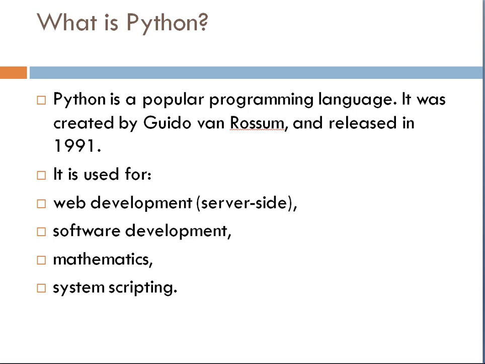It is used for web development, that is server side. There are basically two types: one is server side and another is client side. Client side means what we use on our system. We are the clients and we send the request to the server, and the server responds to our request. So Python is a server side language. It is also used for software development, mathematics, and system scripting.